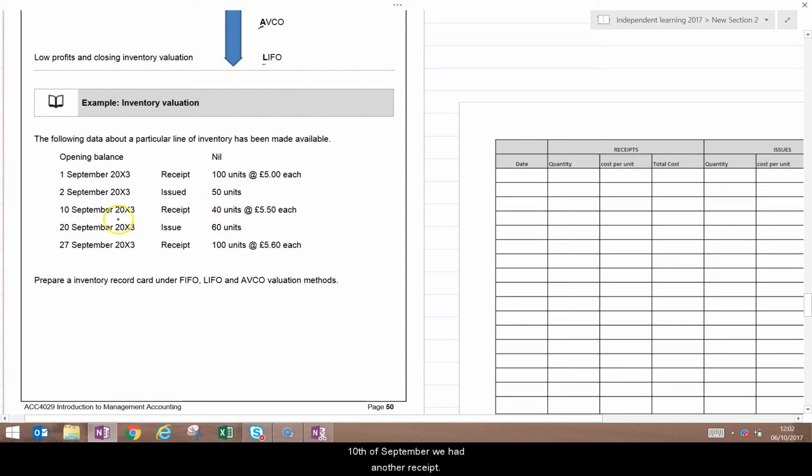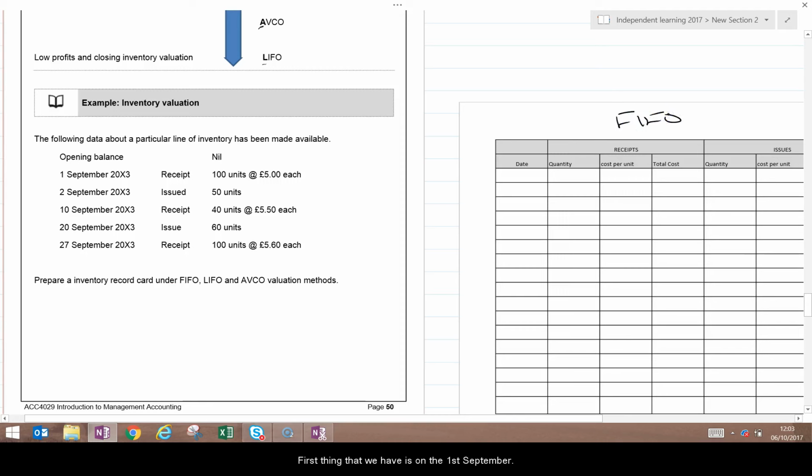On the 10th of September we had another receipt. The price has gone up. On the 20th of September an issue, and then on the 27th of September another receipt, and the price has gone up again. So we've got rising prices. And we are to write up the inventory record card or the stores ledger card. You'll see a couple of different names for it, using FIFO, LIFO and AVCO. So I'm going to start with FIFO.